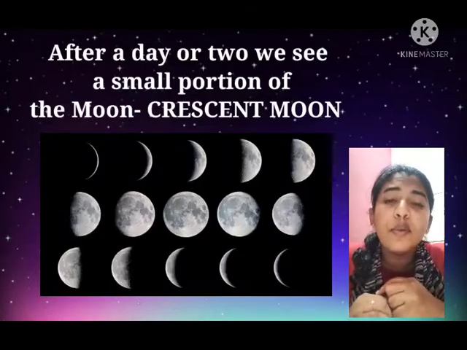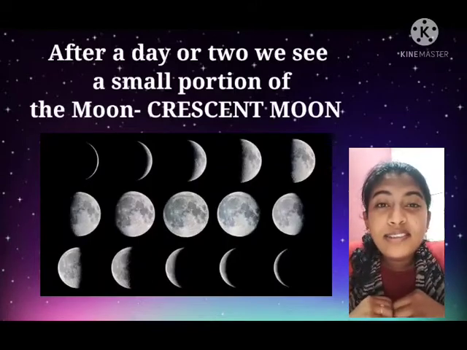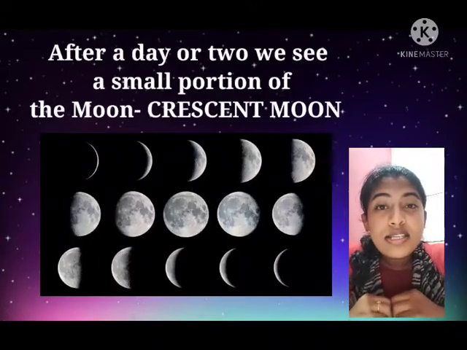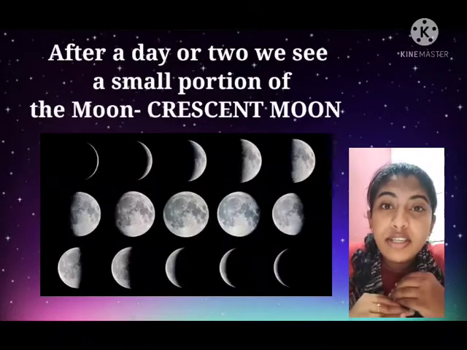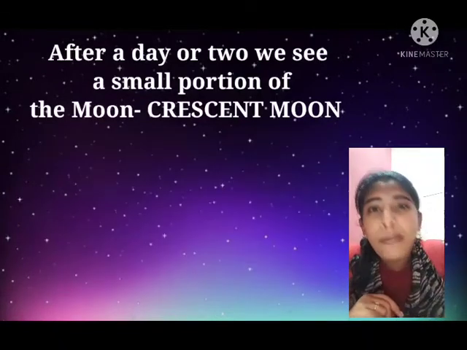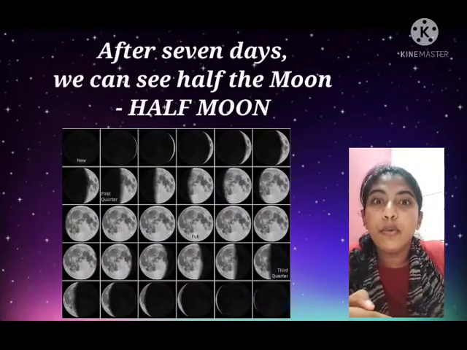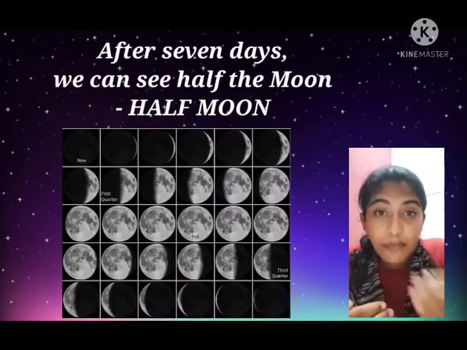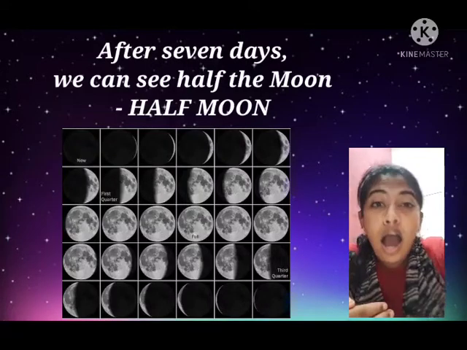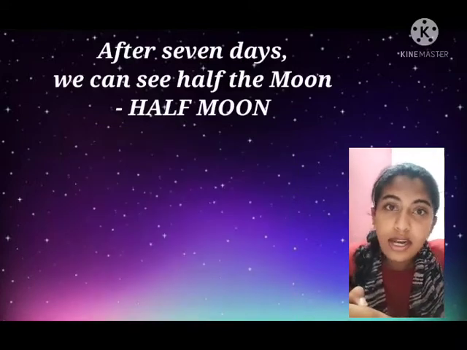After a day or 2 days we can see a small part of the moon, as shown in the picture, and this moon is known as the crescent moon. After 7 days we can see half of the moon. This is the half moon. Understood?